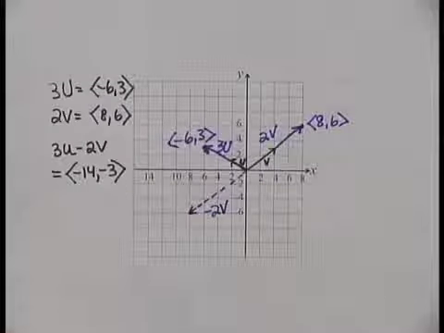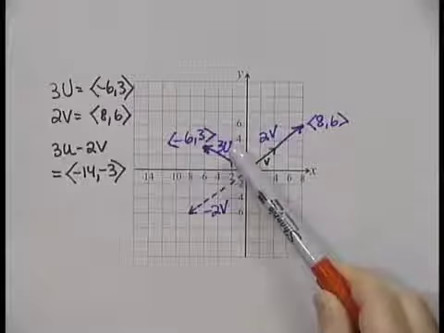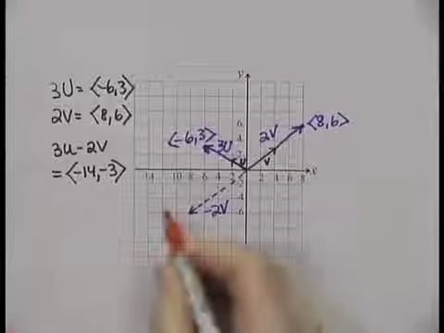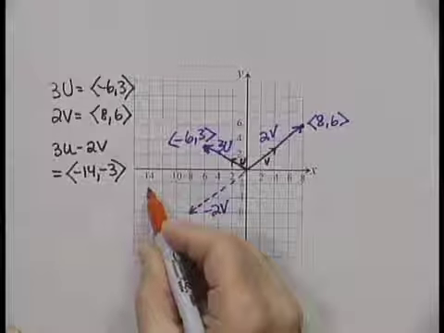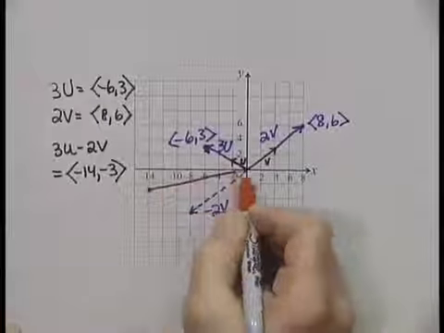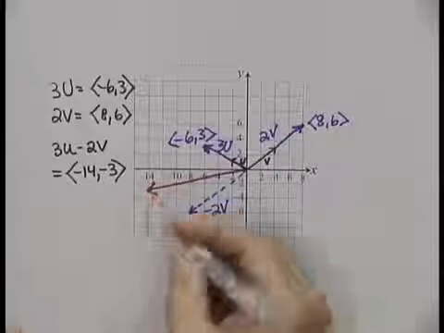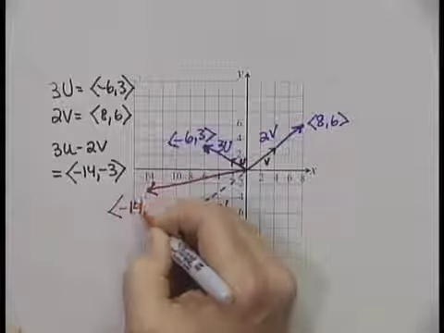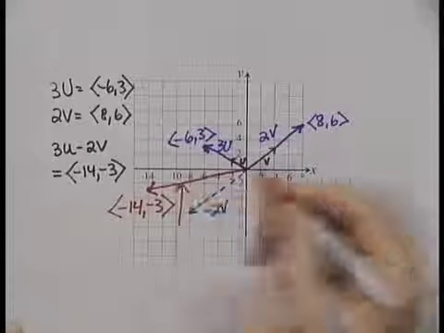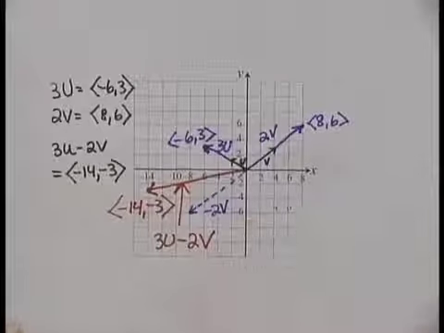And then finally, to illustrate that difference of the 3u minus 2v, we have the vector negative 14, negative 3. So it would be the vector coming from the origin going to the point negative 14 comma negative 3. So that's the vector negative 14, negative 3, and it's representative of 3u minus 2v.